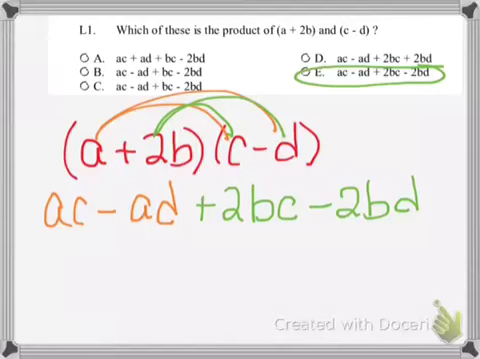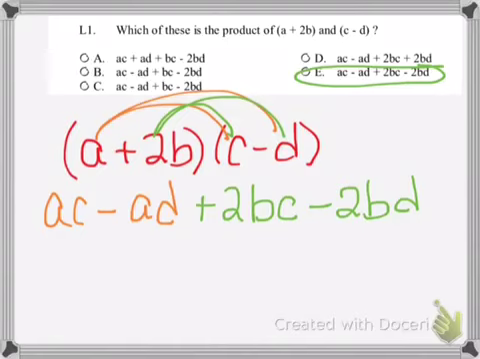Number 1, which of these is the product of A plus 2B and C minus D? Remember, product means multiply. So I multiplied those two by using the distributive property. I showed distributing the A with the orange lines. That gave me AC minus AD.